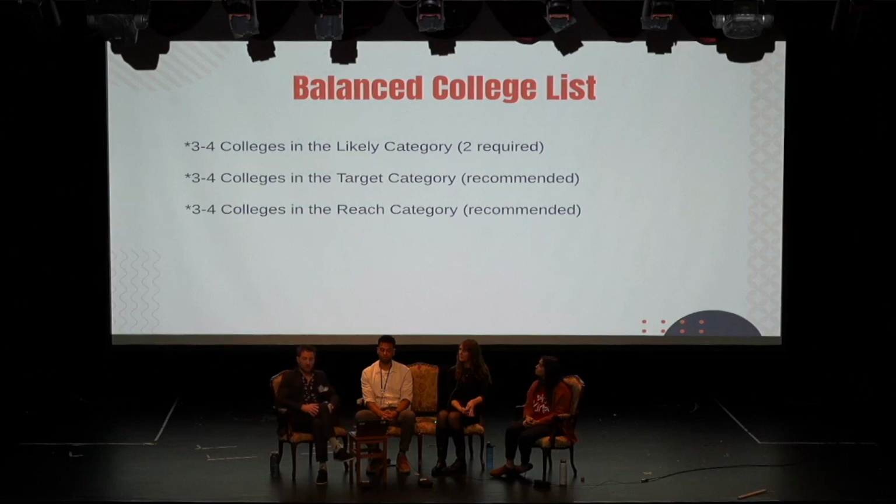So here's our recommendation. This is exactly balanced. We have 3 to 4 in each of the categories, and the student who has a list like this is going to have lots of options. They're going to get into most of those likely schools. They're going to get into probably a couple of those target schools, and so they're going to have lots of options. Your own balance and what the motivation is going to be different.